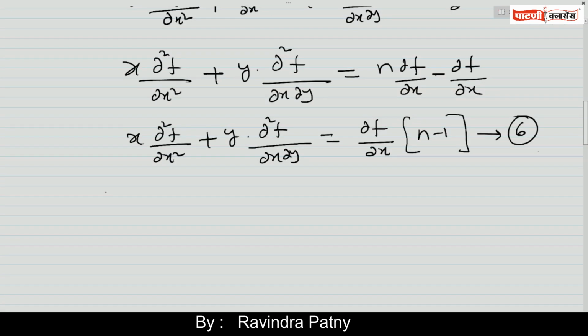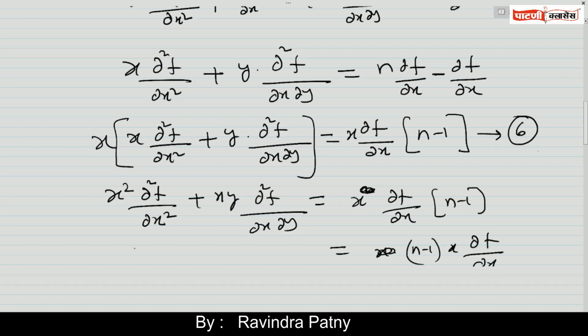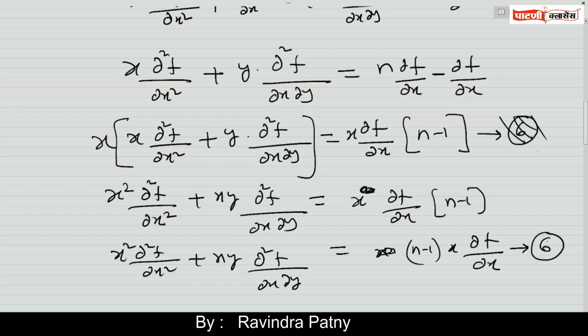Now multiplying both sides by x. So the equation becomes x² ∂²f/∂x² plus xy ∂²f/∂x∂y equals x into ∂f/∂x into n minus 1, which can be written as n minus 1 x into ∂f/∂x. Let us call that equation number 6.